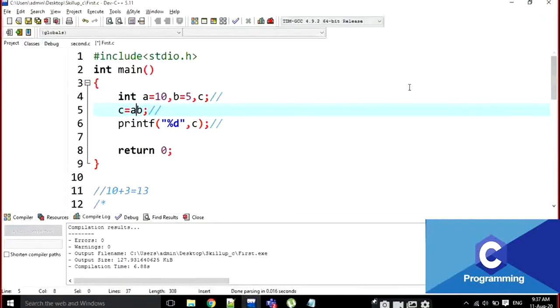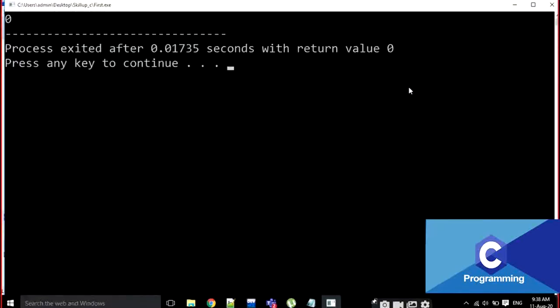It is asking now, is 10 less than 5? No, not at all. It is going to be written 0 here. I am going to ask now.